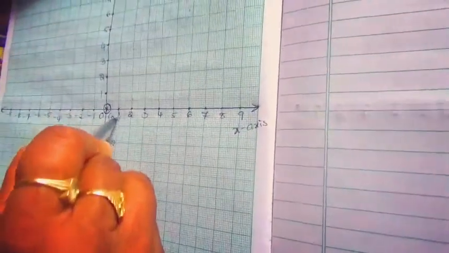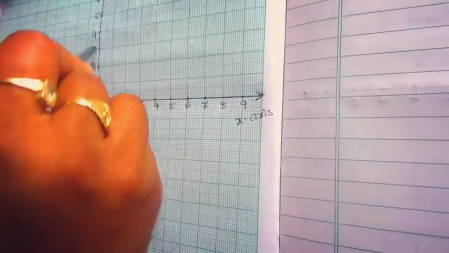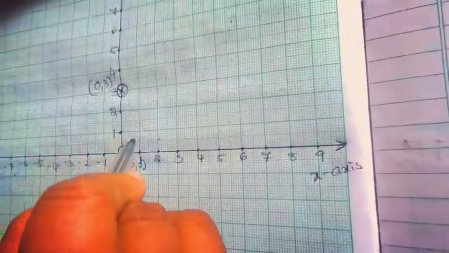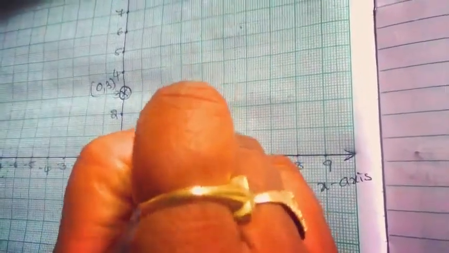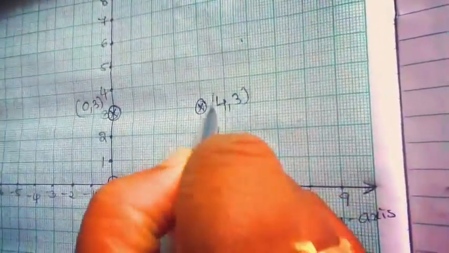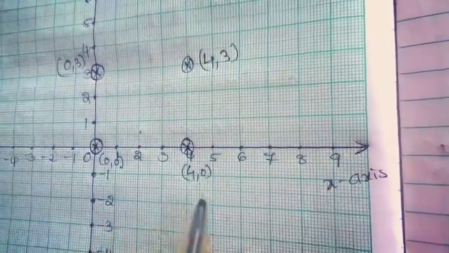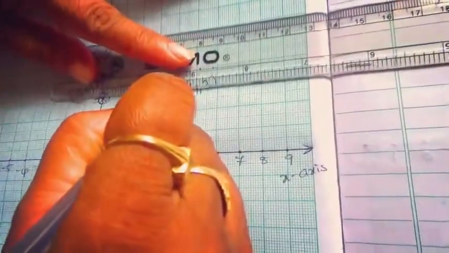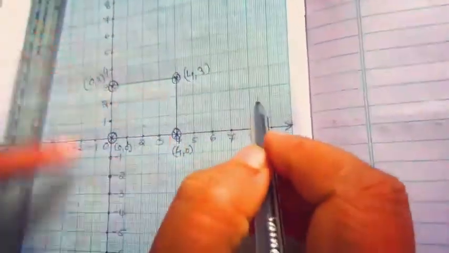(0, 0) means here itself, that is (0, 0). Okay, (0, 3). Here we have the second point, (0, 3). Next, (4, 3). 4 on the x-axis, 3 on the y-axis. Here, (4, 3). Next, (4, 0). Here we have the next point, (4, 0). Let us join these all, okay, with a scale. So here we have a rectangle.